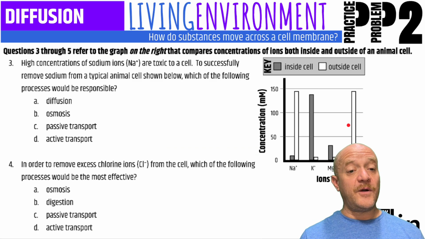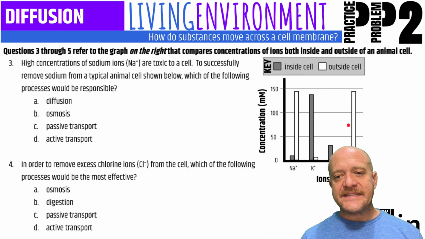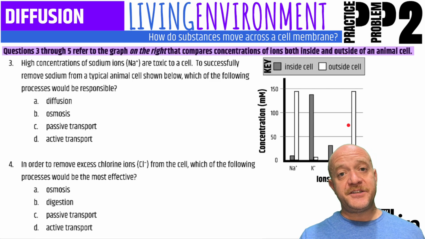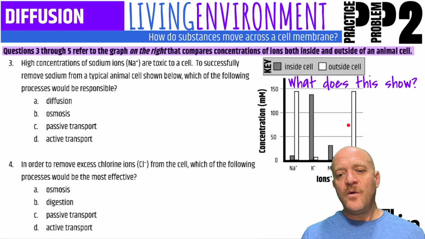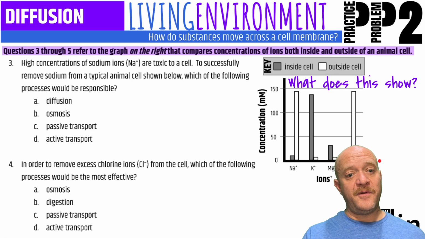Questions 3 through 5 refer to the graph on the right that compares concentrations of ions both inside and outside of an animal cell. Let's stop right there and pay attention to this stimulus question. What is this graph showing? Look at the key. We have inside and outside of the cell. Please take note and jot something down in your notes. Put some thought into this before we begin.